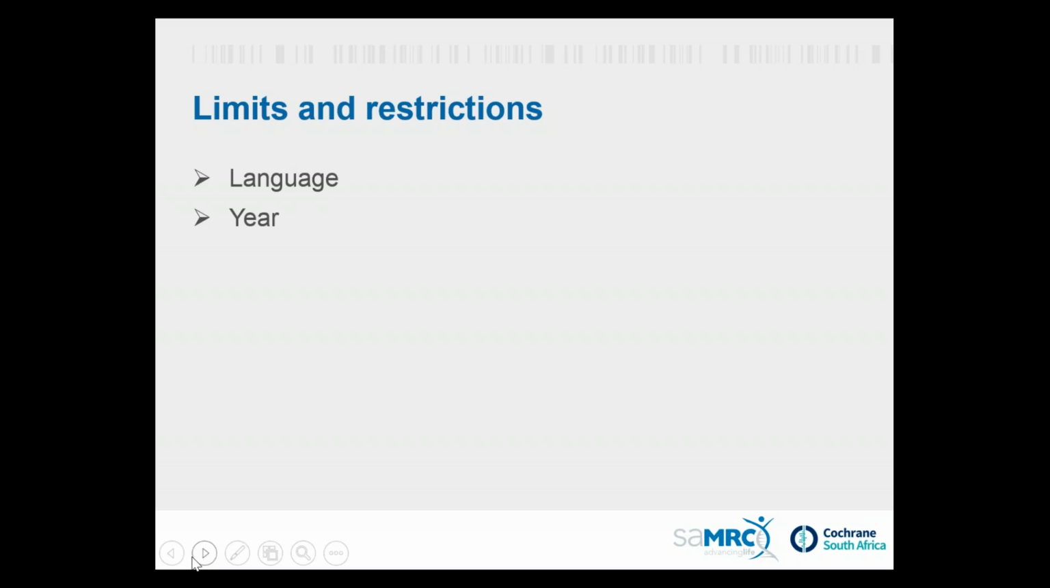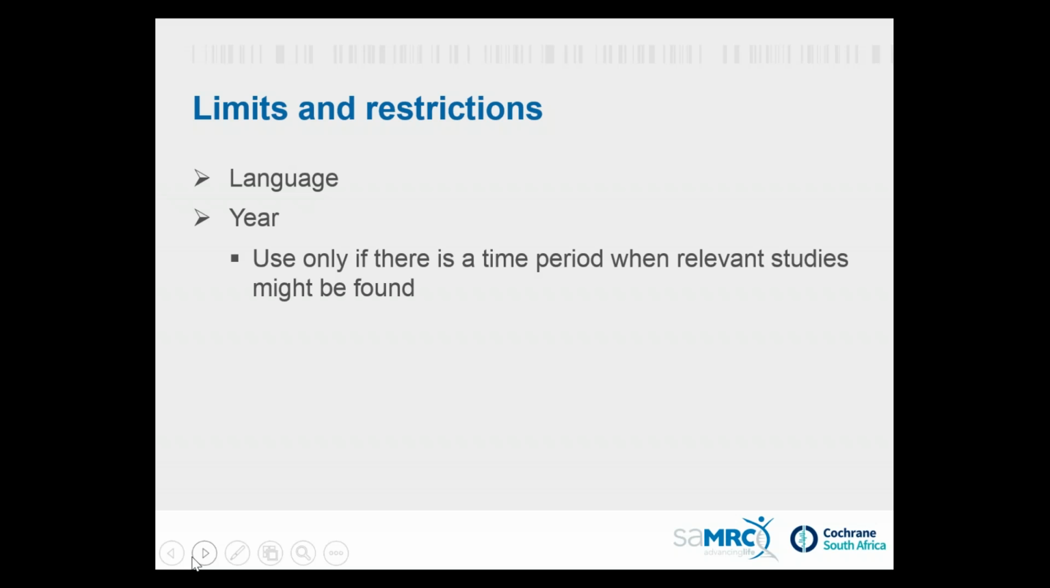The second one is you wouldn't limit by year, except in certain cases. For instance, if I was doing a study on HIV, and we know that the first papers were only published in the 1980s, we'd only search from 1980 onwards. Then if we were only looking at studies on humans, we would search for humans and not animals.